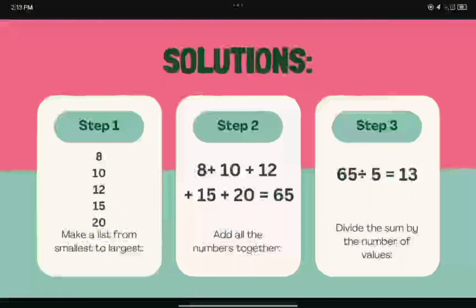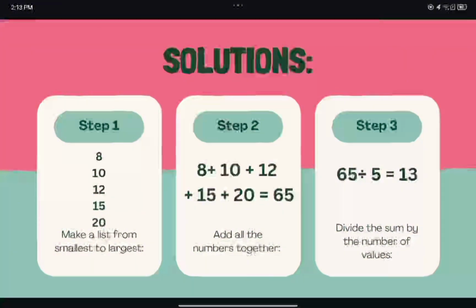Like this one, as the smallest, we have 8, 10, 12, 15, and 20 as the largest. Kaya, yung 8 is nasa pinakamataas kasi siya yung pinaka-smallest. And 20, yan yung pinaka-largest.